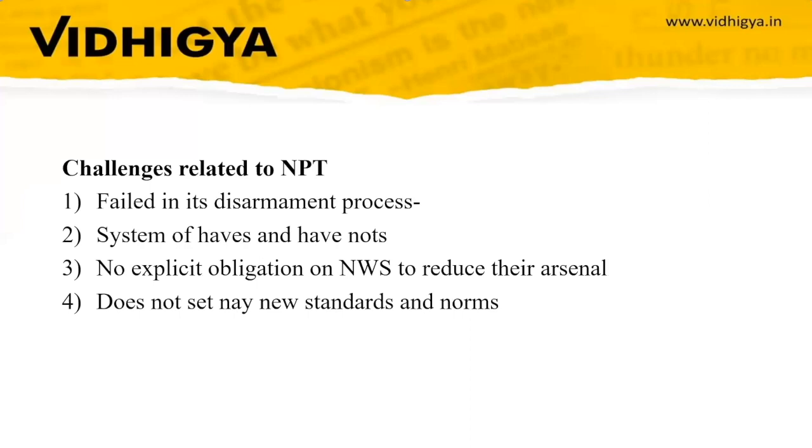And other challenges: the system of haves and have-nots, as we have discussed, that P5 countries can have nuclear weapons and other countries cannot have nuclear weapons, and no explicit obligation on nuclear weapon states to reduce their arsenal. The NPT does not mention any explicit obligation on nuclear weapon states, that is P5, to reduce their arsenal. And number 4, it does not set any new standards and norms. So NPT does not set any new standards and norms to reduce nuclear weapons or for disarmament targets.